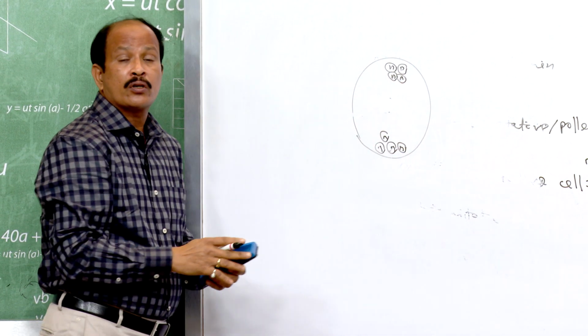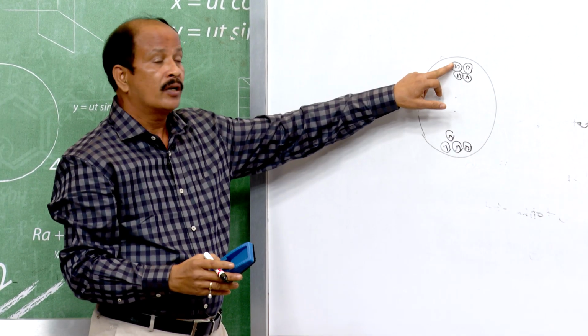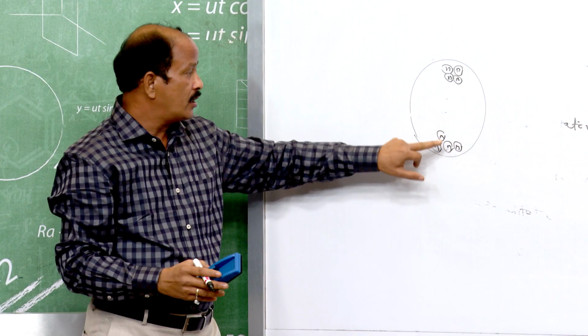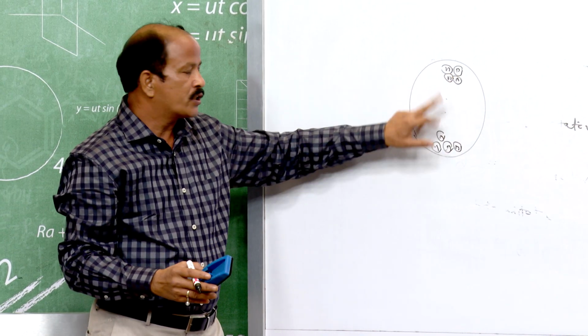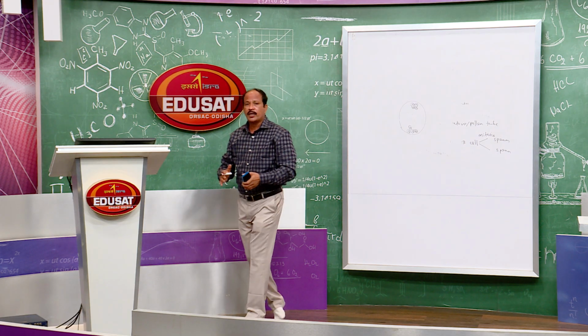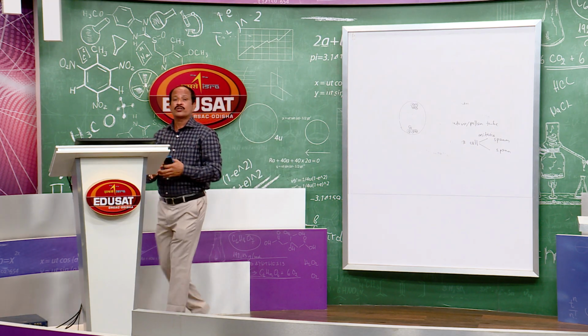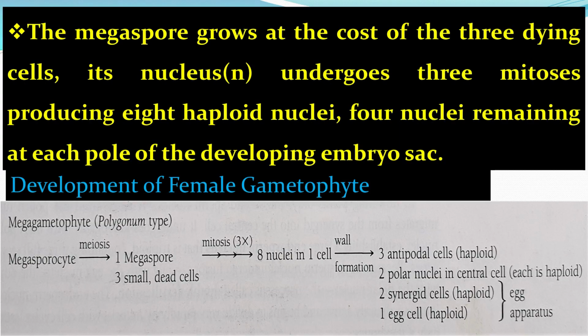Now, redistribution of the nuclei takes place, 3 remain at this end, 3 remain at this end, and 2 from opposite poles migrate to the center. Now, following this there is free cell formation. So when there is redistribution of the 8 nuclei, 3 remain at the micropylar end, 3 at the chalaza end, and 2 in the center, and then surrounding each nucleus there is cell wall formation along with a little bit of cytoplasm. So this results in a 7 cell structure.